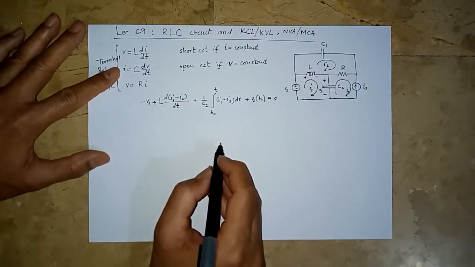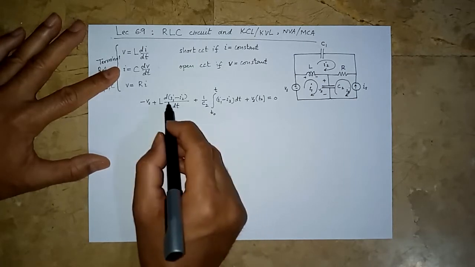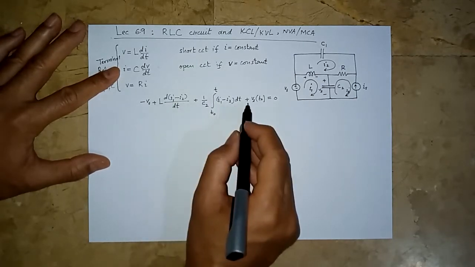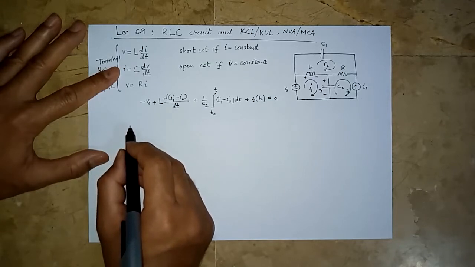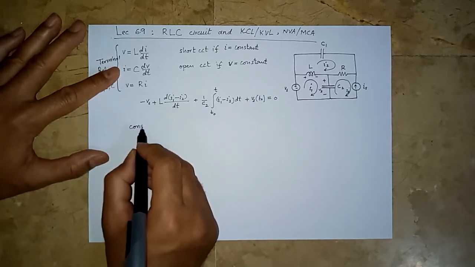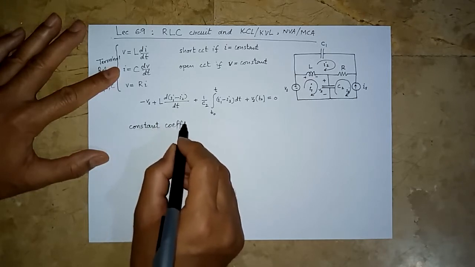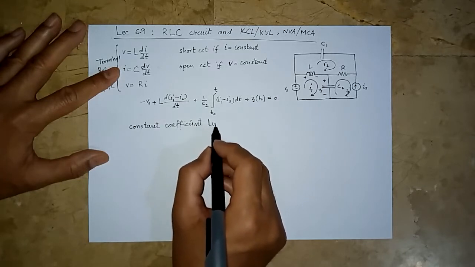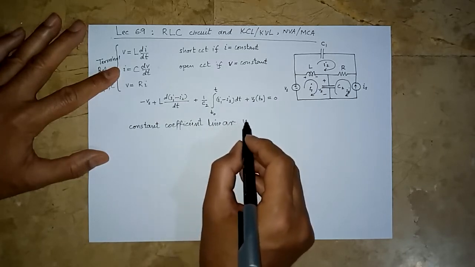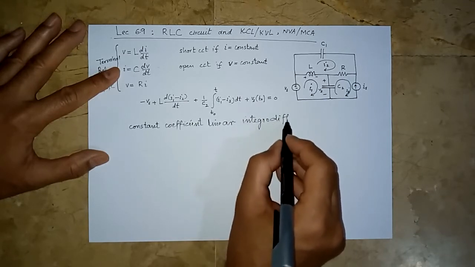This is the equation of mesh 1. And note what a splendid equation this is. We have a derivative term here and an integral term here. This is something known as, the book says, a constant coefficient linear integral differential equation.